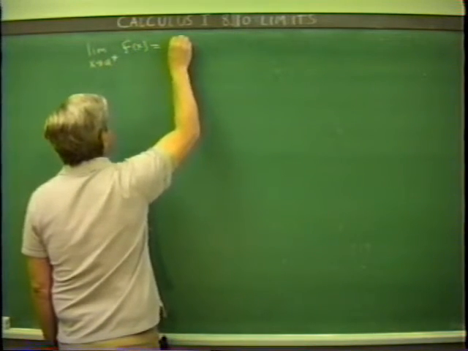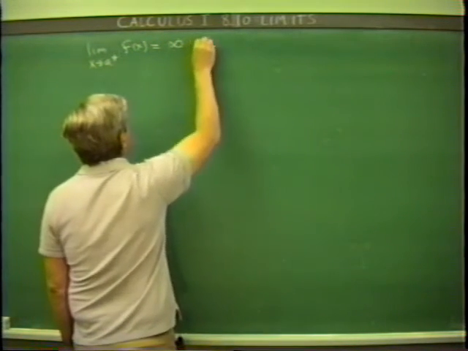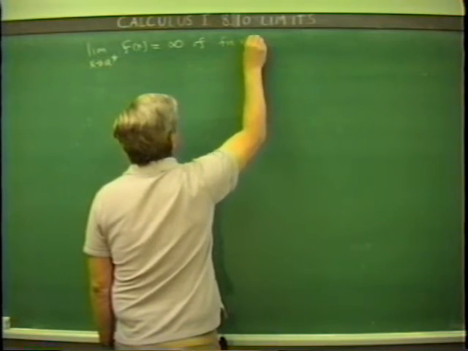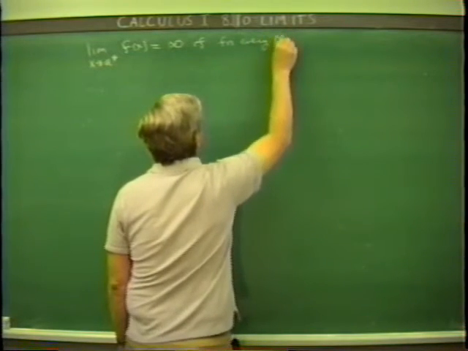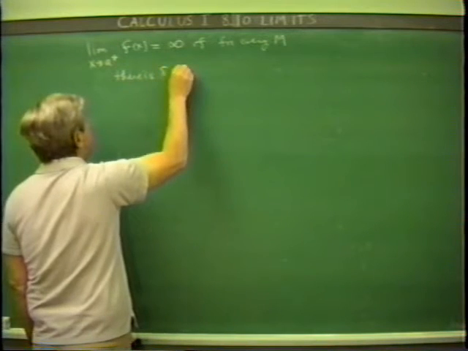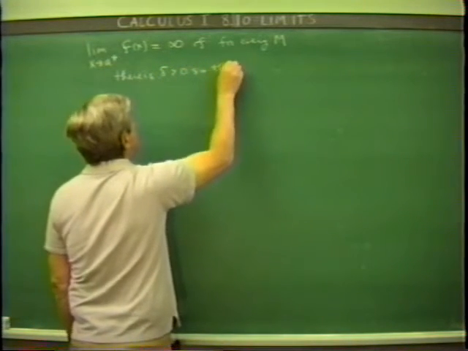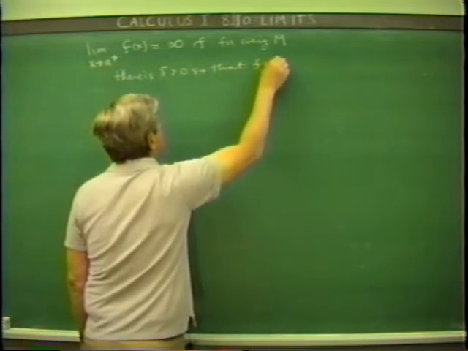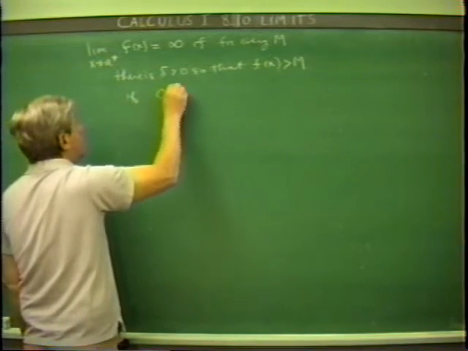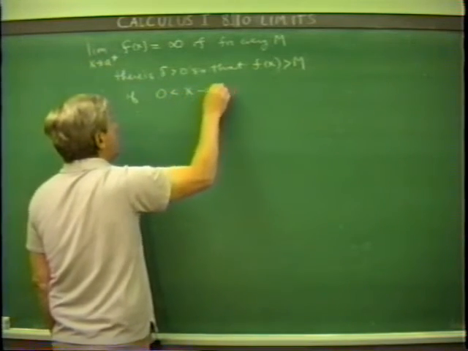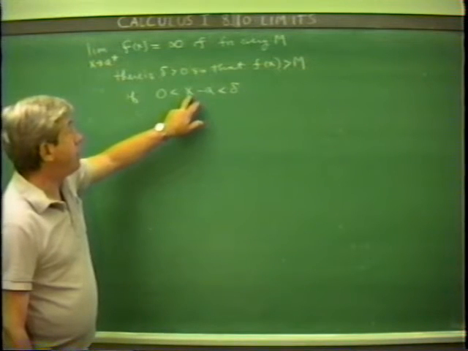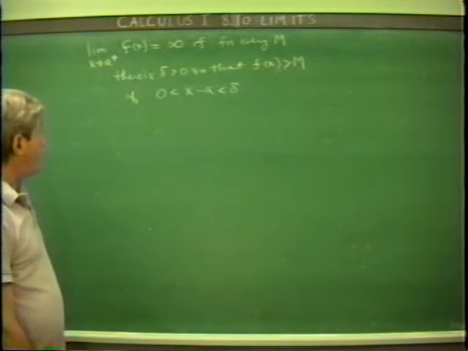The limit as x approaches a from the right of f of x will be said to be infinity if for every number m there is a delta greater than 0 so that f of x is larger than m if 0 is less than x minus a is less than delta.